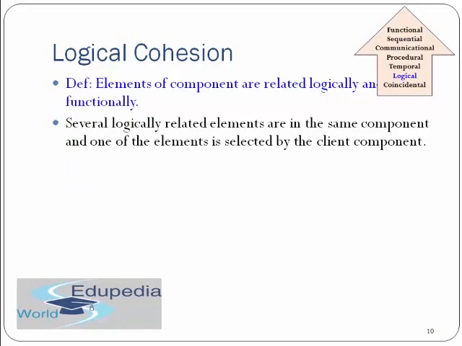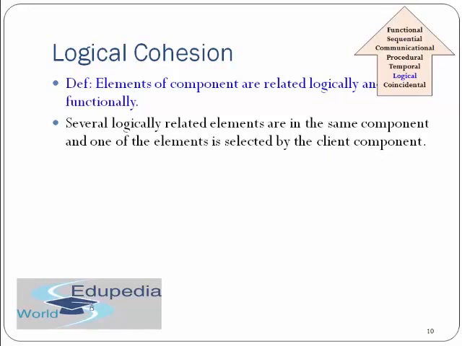Next is logical cohesion. That means elements of components are logically and functionally related. Several logically related elements are in the same component, and one of the components is selected by the client component. So if they are logically related, they should be in the same component. By logical relation, I mean, as we have seen in the previous example where we had four statements, they were written in a way that they were not making any logic. The sequence was not correct.